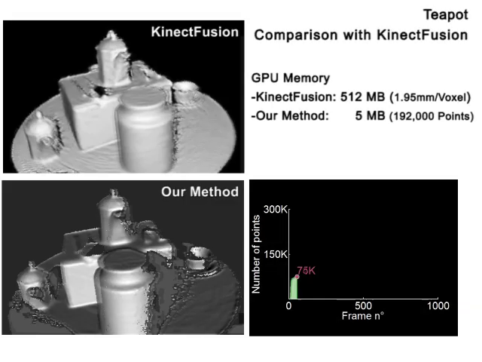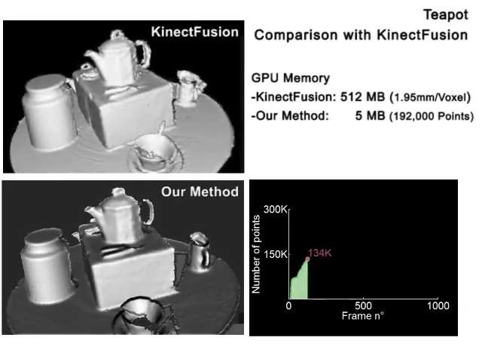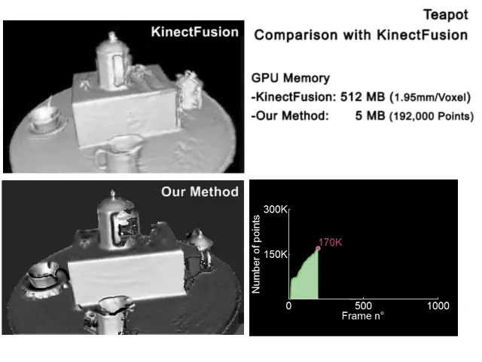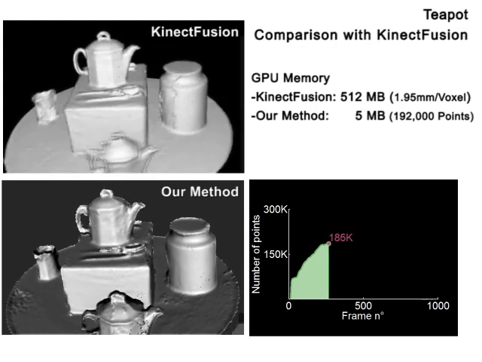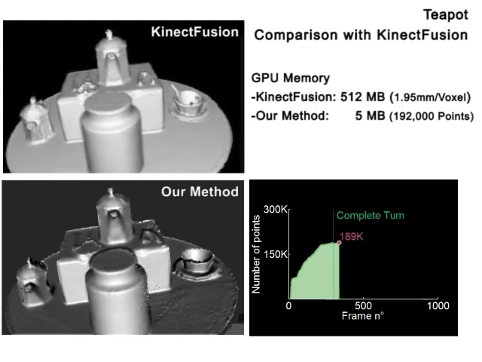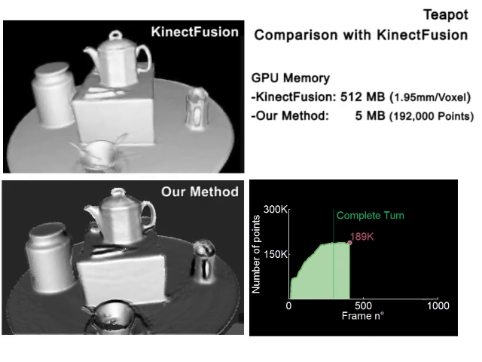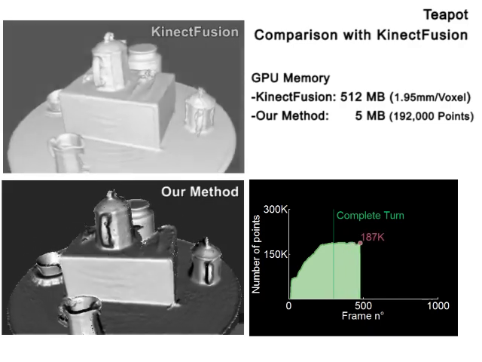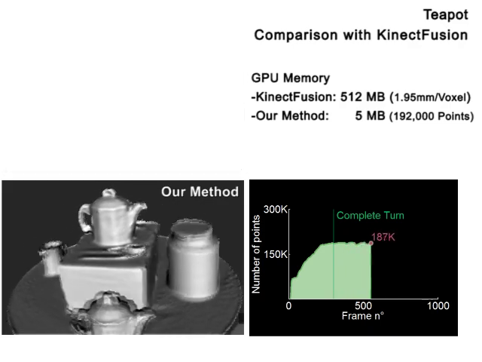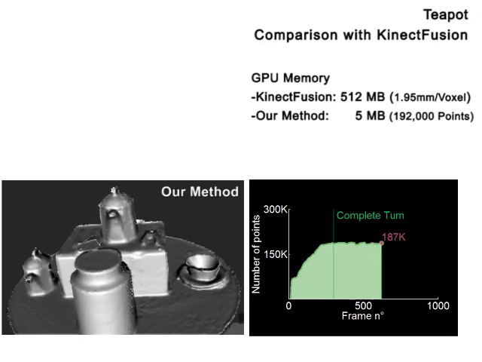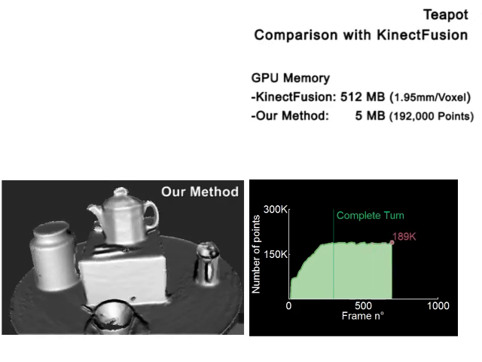In this experiment, we captured a turntable sequence with a Kinect camera and ran this sequence through our method, bottom left, and compared this to the original Kinect fusion method, top left. Note how after a complete turn, the total number of points stabilizes at around 192,000.